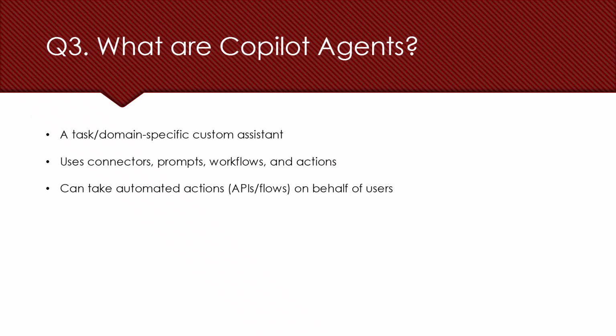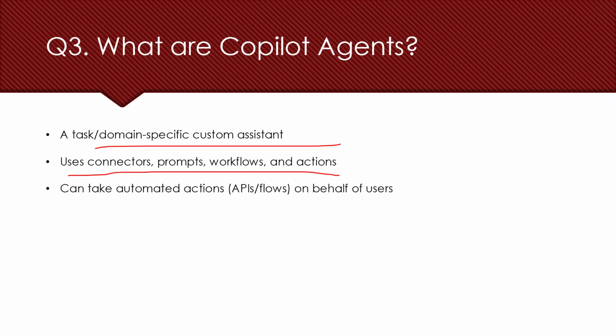Question number three. What are Copilot agents? A Copilot agent is a customized instance of Copilot that's built for a specific domain or business function. Unlike the generic Copilot available in Microsoft 365, an agent can be configured as a custom agent to access particular data sources, run API calls, execute Power Automate flows, and follow business rules.